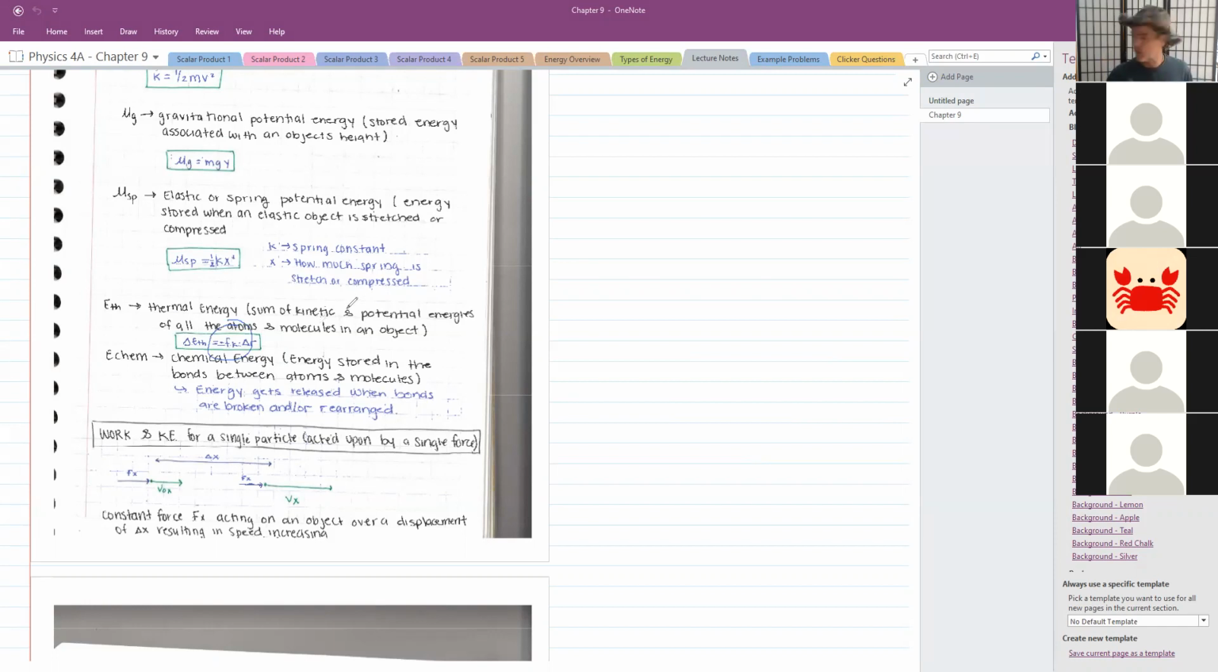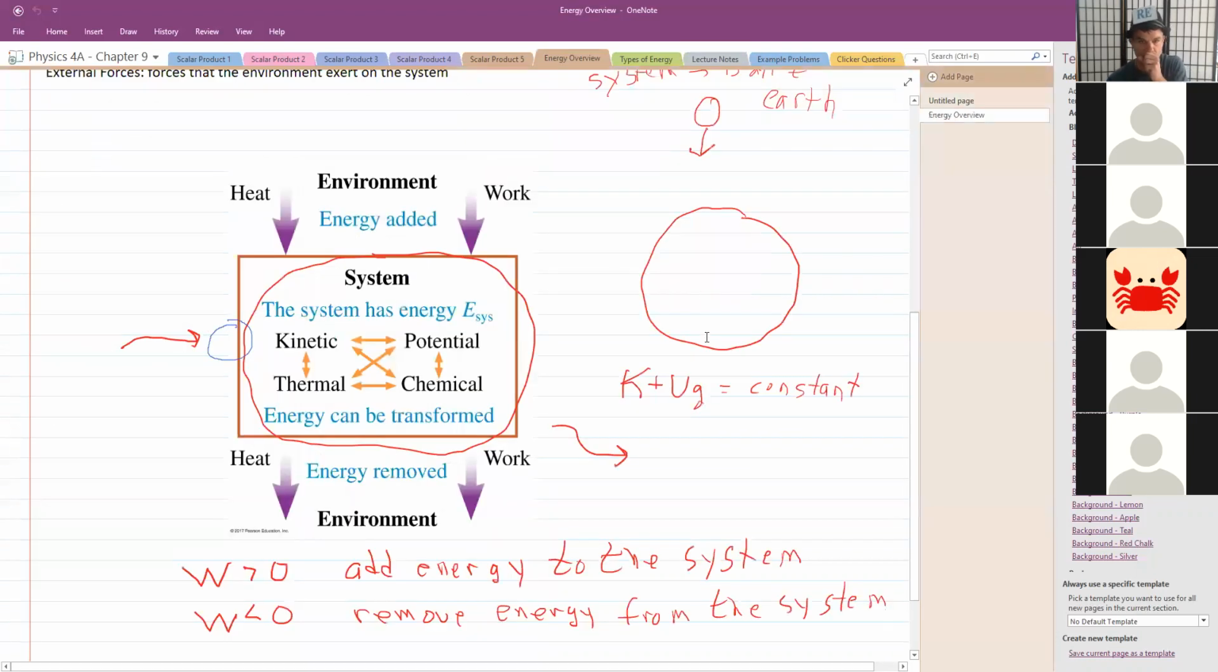So let me do a quick little recap and then see if there's any questions. Go to energy overview. So again, our basic energy overview is this. We have a system. A system is a defined collection of objects defined by you. Anything that's not the system is the environment. So the environment is everything other than what you've defined the system to be.